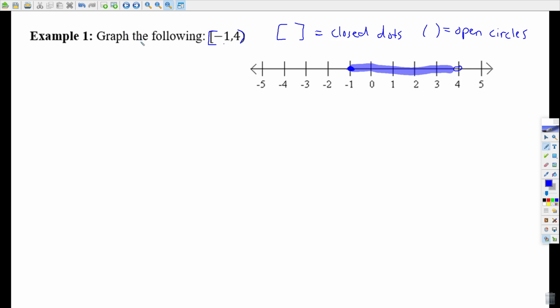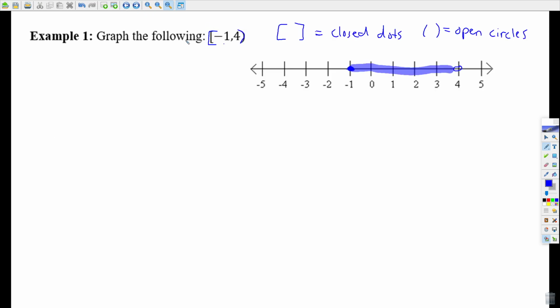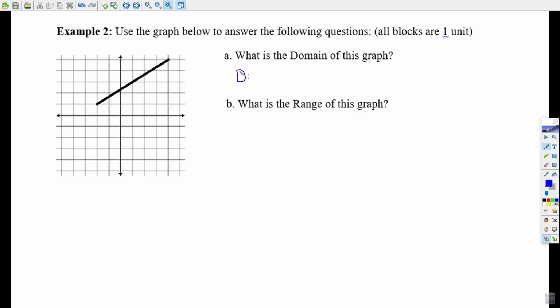So we're going to move away from using a number line and go to a coordinate plane. Use the graph below to answer the following questions. All blocks are 1 unit, so when we count these, they're only 1 unit. What is the domain? I usually choose just a capital D to show what the domain is going to be, and we'll put the notation. We're going to write something like this. From what to what? Domain is all the x values, so we're looking at the x-axis.